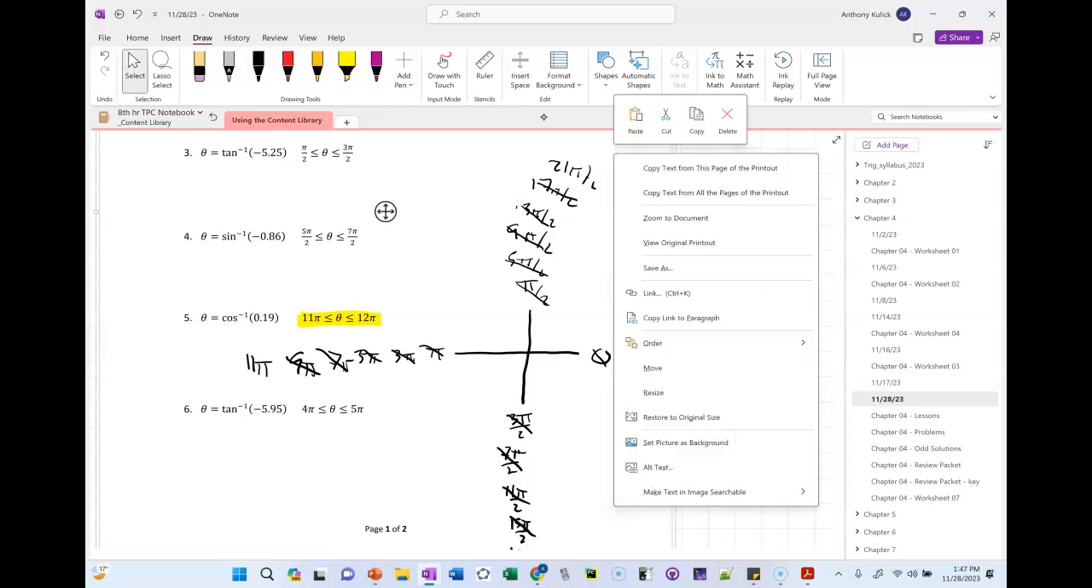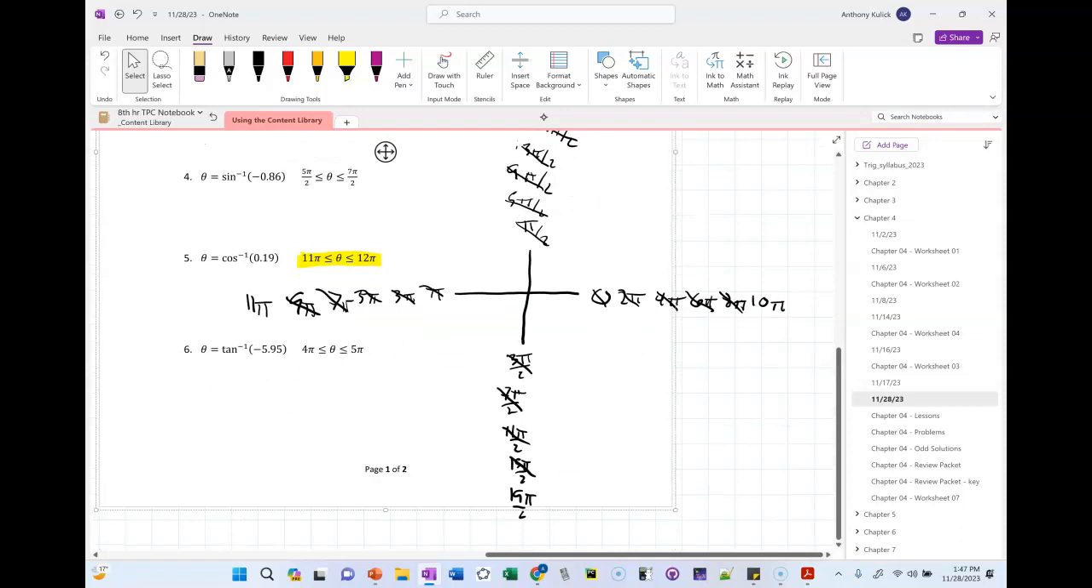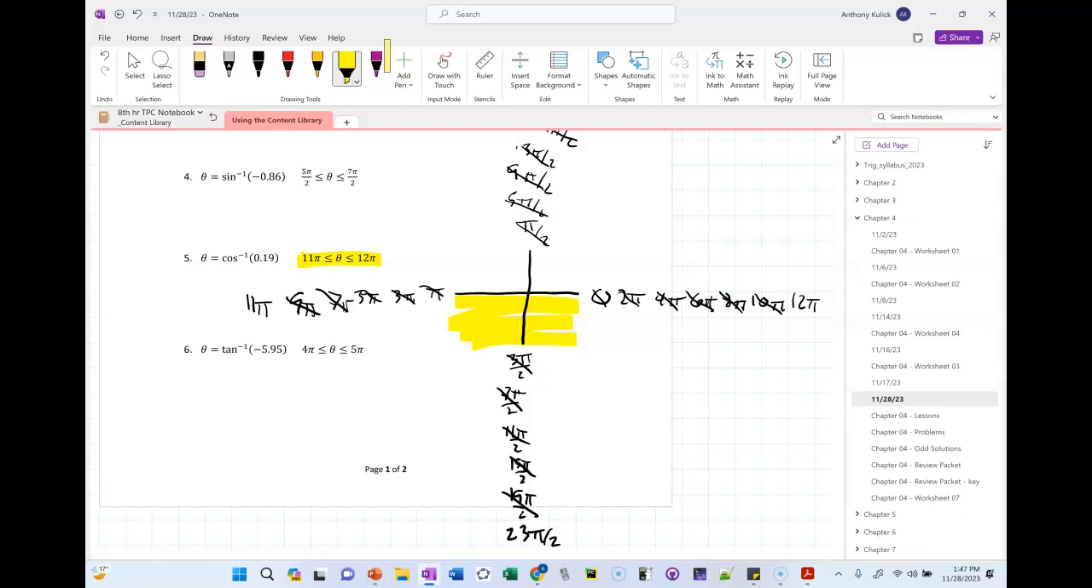Look, 11 pi. I know, I'm excited too. 23 halves, and then 24 halves. That's the end, 12 pi. So we're looking at quadrants 3 and 4. Everybody okay there?